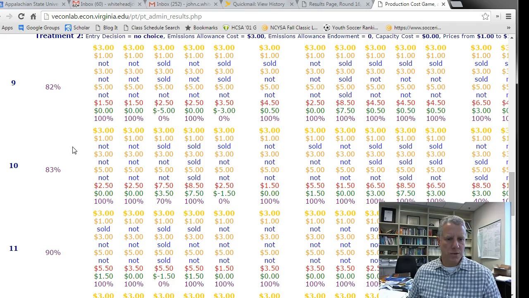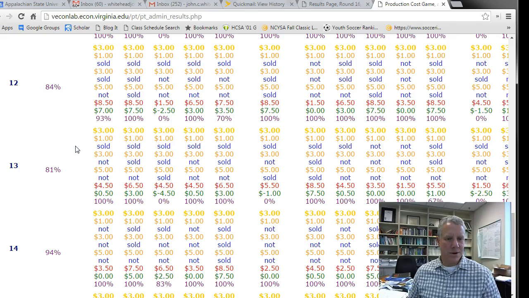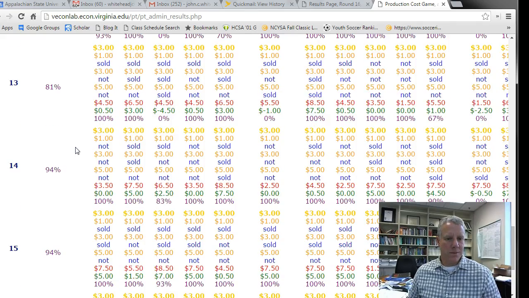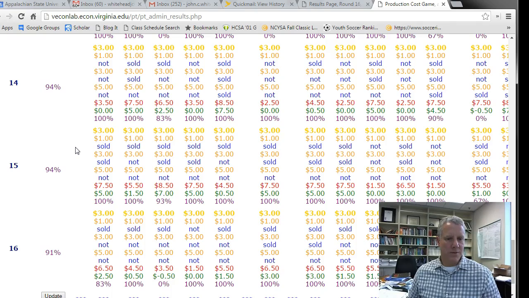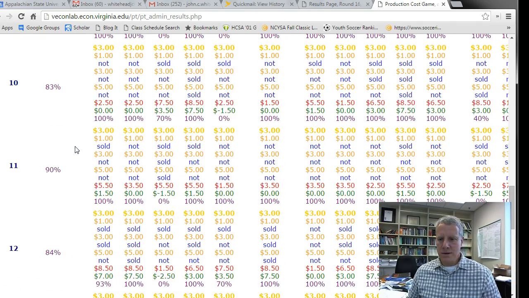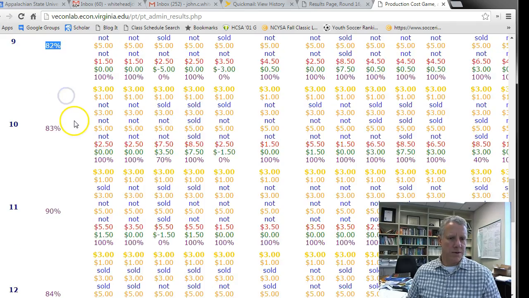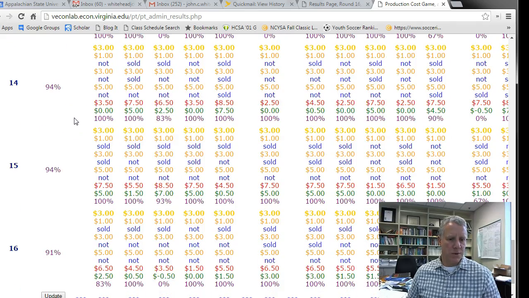And then in treatment 2, earnings are 82%, 83, up to 90, and round 11, back down to 84, back down to 81, back up to 94, 94, and 91. So the second set of rounds with the tax, it was easier to figure out what was going on, and so earnings efficiency was higher.